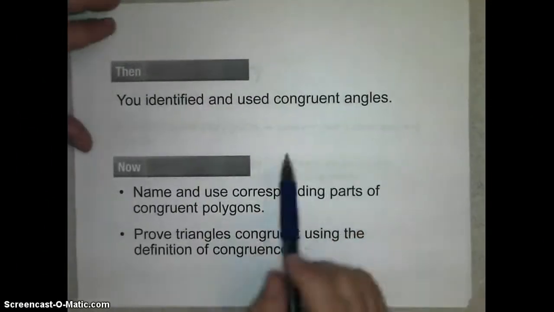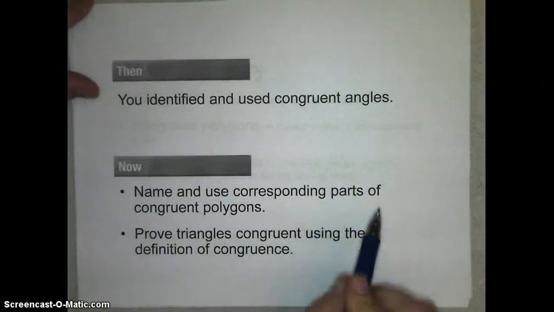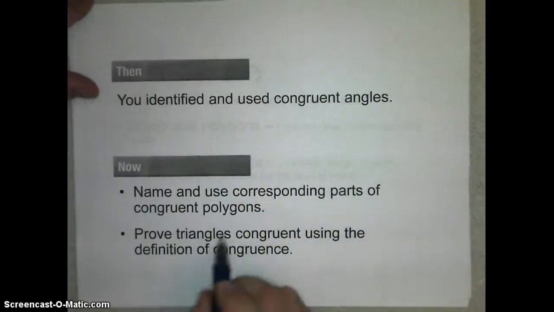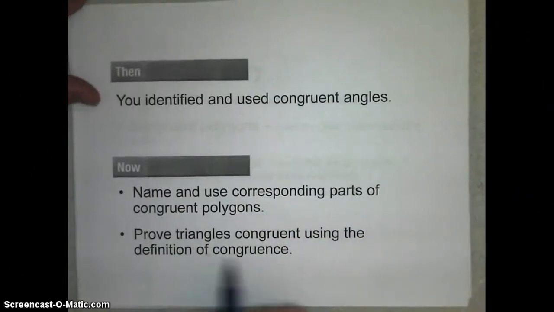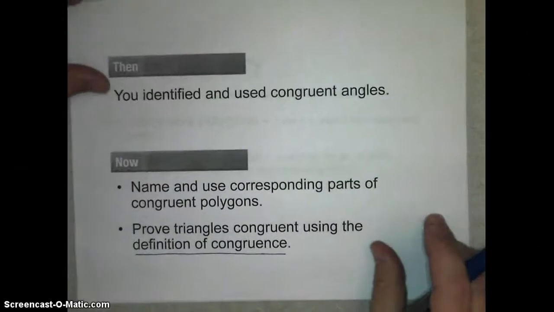In the past we've identified and used congruent angles. Now we're going to name and use corresponding parts of congruent polygons, and specifically in this lesson we will prove triangles are congruent using the definition of congruence.